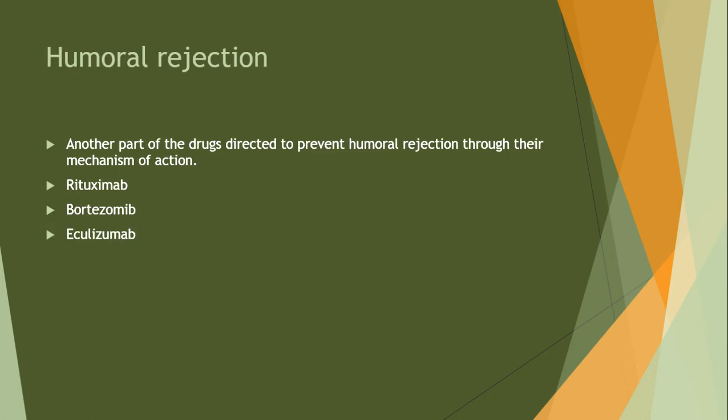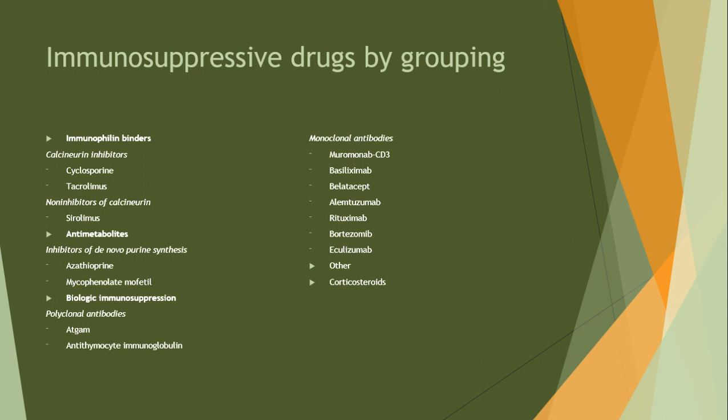Humoral rejection. Another part of the drugs is directed to prevent humoral rejection through their mechanism of action. Rituximab, bortezomib, eculizumab. Here we see immunosuppressive drugs by grouping. Those of you who need to write down these groups, please pause and write this down. And we go to the next slide.